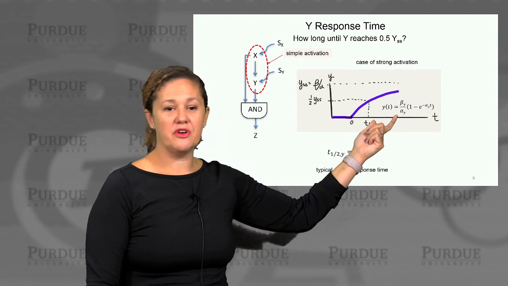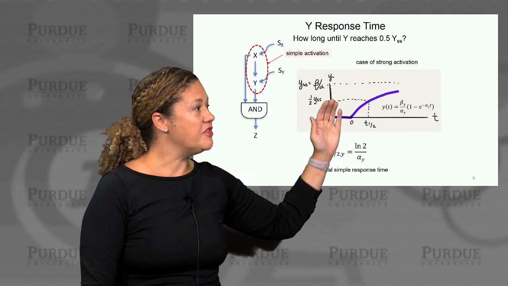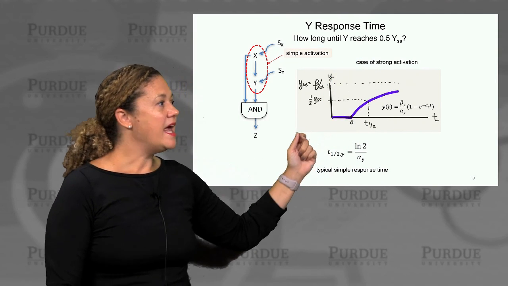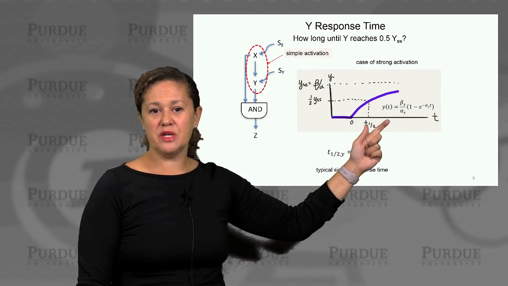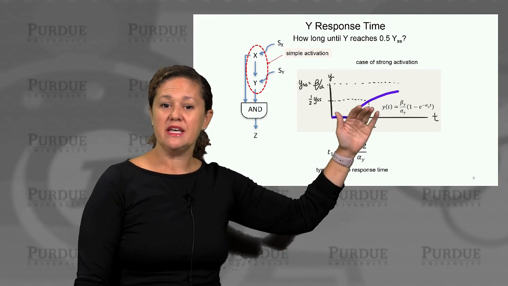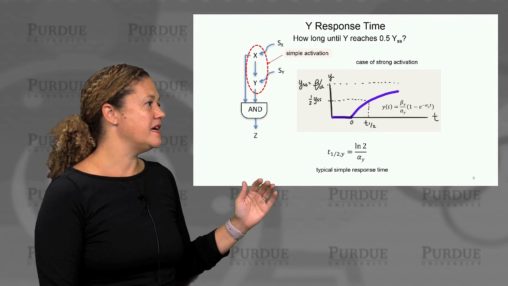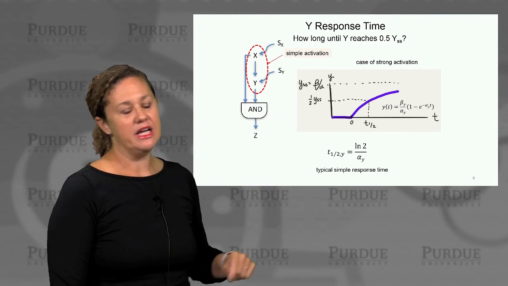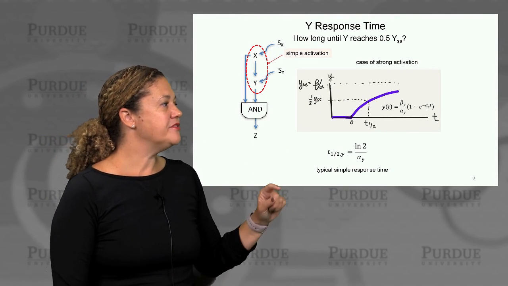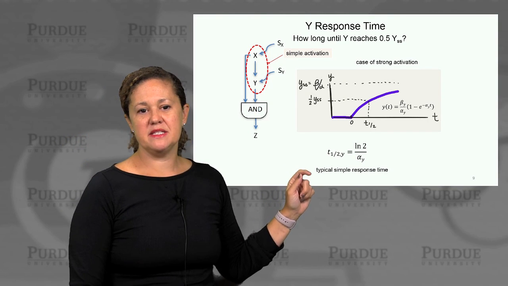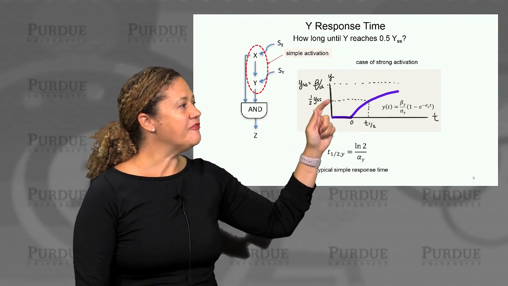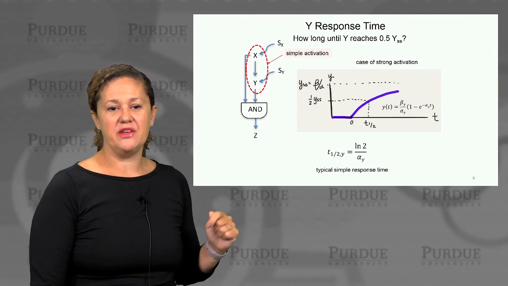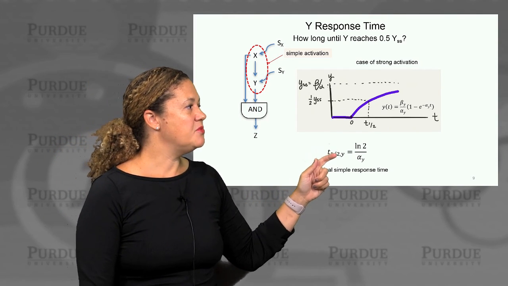We've got our beta over alpha, which is our steady state level that we're going towards. And our alpha Y, that decay parameter, is going to tell us how quickly we approach that steady state value of beta Y over alpha Y. We define our response time as the time that it takes to get halfway to our steady state value, and we designate that T1/2.